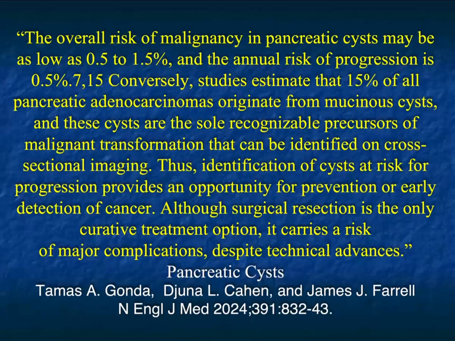However, studies estimate that 15% of all pancreatic adenocarcinomas arise from mucinous cysts, and these cysts are the sole recognizable precursor of malignant transformation. Thus, identifying cysts at risk is an opportunity for early detection. Again, it's the ones that are at risk. Remember, I mentioned 97% of small cysts are benign. 3% are the ones that are the risk ones. Can we figure these out?